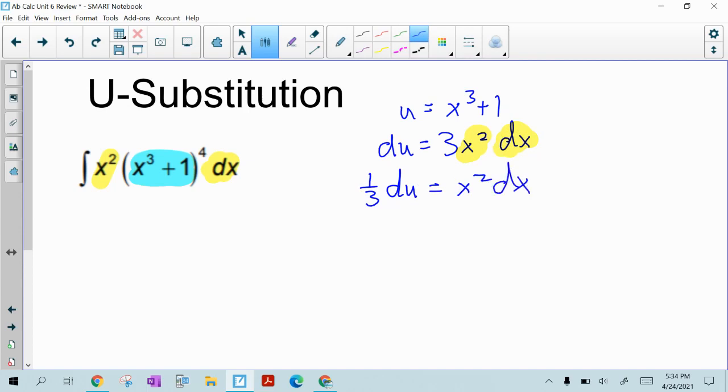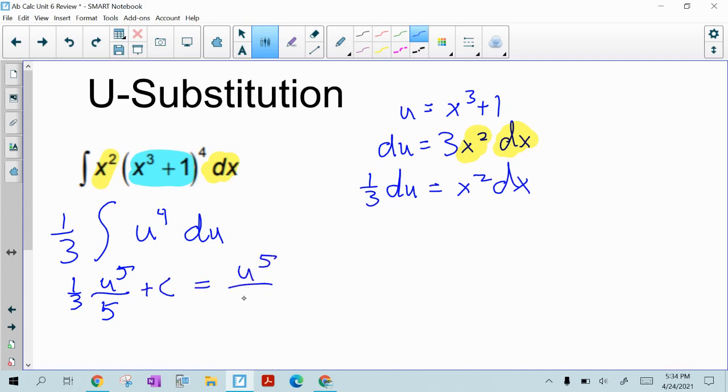So now when I rewrite this in terms of u, in the place of x squared dx, I'm going to put 1/3 du. And then in the place of the x cubed plus 1 to the 4th, I'm just going to make it u to the 4th. And we put my integral symbol there. So when I integrate that, I've still got my 1/3 heading out front, so that's going to be u to the 5th over 5. Sorry, I took an integral and I should put my plus c, so u to the 5th over 15 plus c.